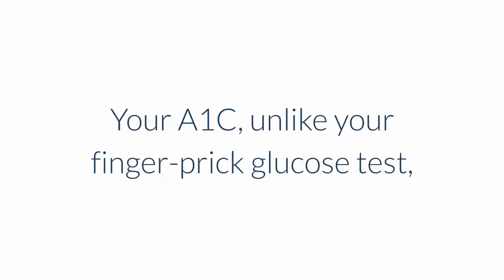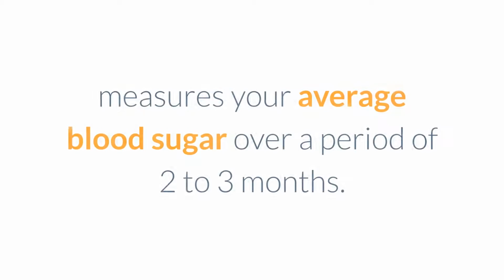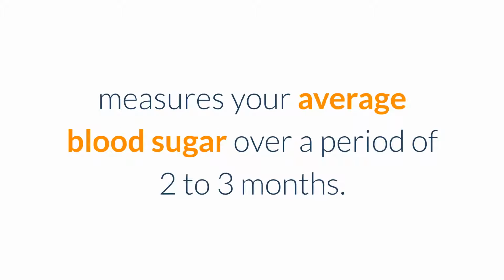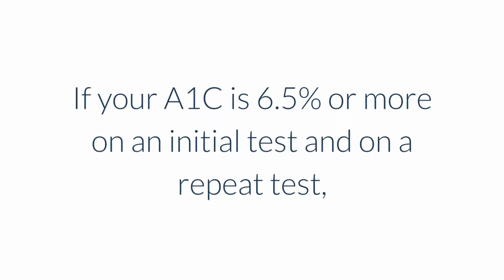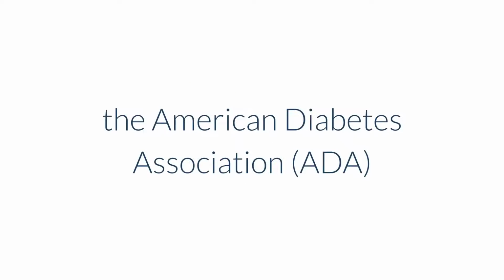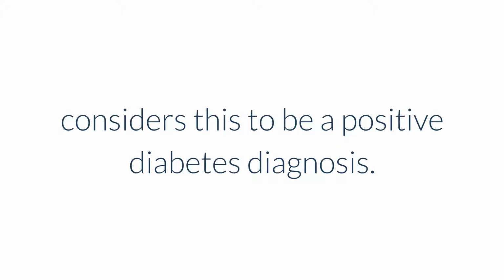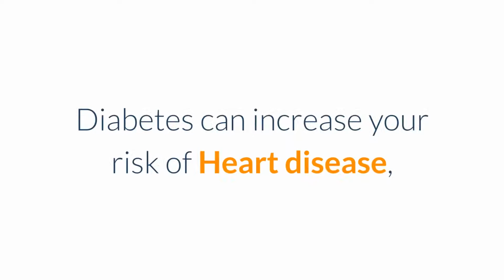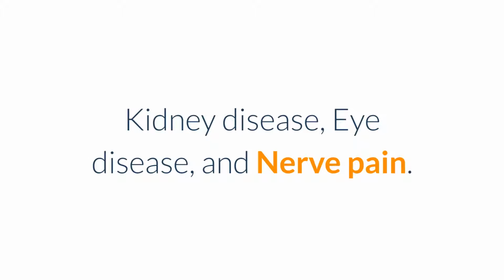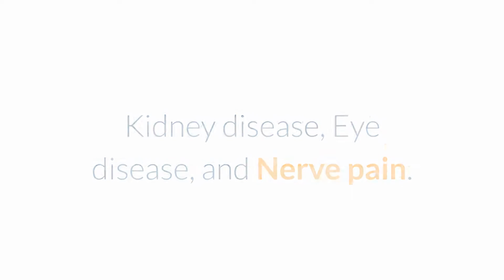Your A1C, unlike your finger prick test, measures your average blood sugar over a period of 2 to 3 months. If your A1C is 6.5% or more on an initial test and on a repeat test, the American Diabetes Association (ADA) considers this to be a positive diabetes diagnosis. Diabetes can increase your risk of heart disease, kidney disease, eye disease, and nerve pain.